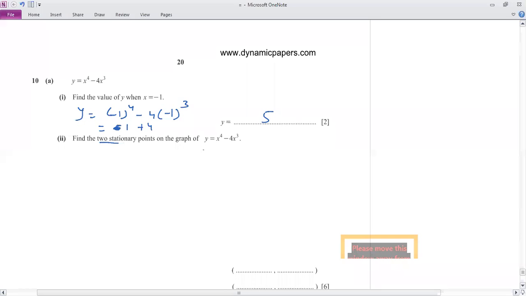Find the two stationary points on this graph. Now, how do we find the stationary point? For finding the stationary point... no, it will not be -4. It will be negative because (-1) power 3 will be equal to -1. So -4 into -1, minus also, will be 4.